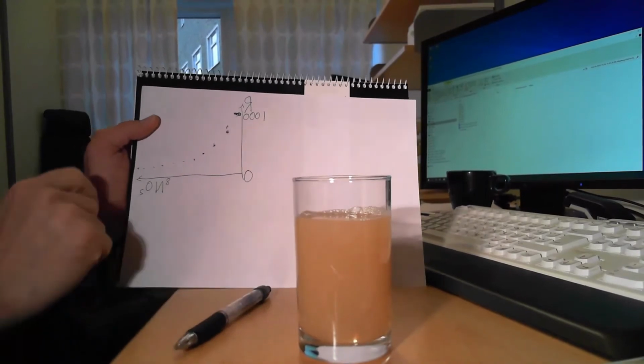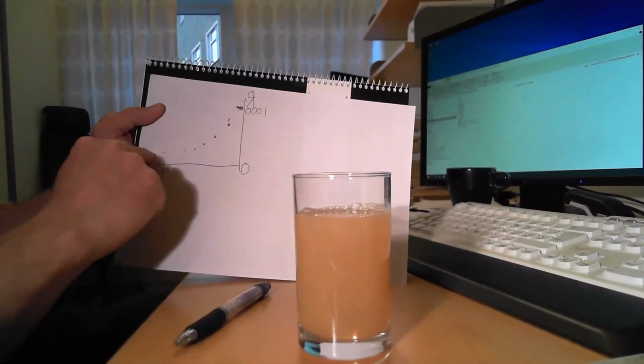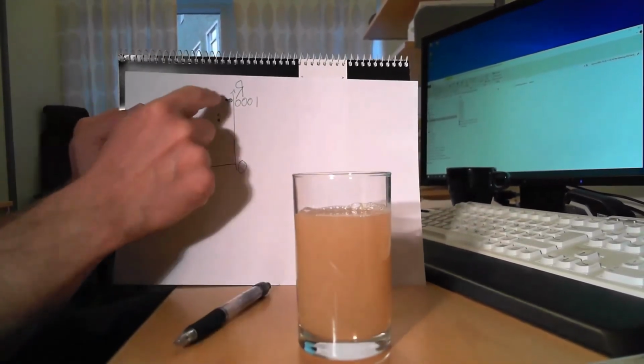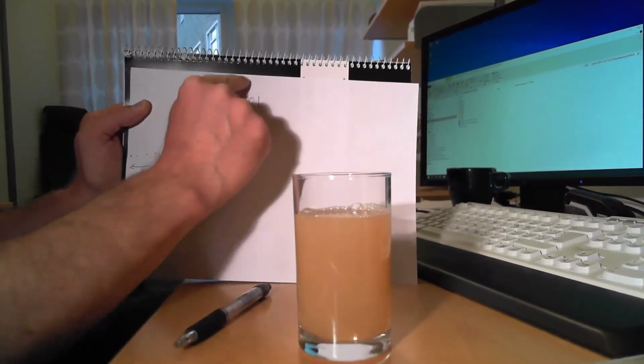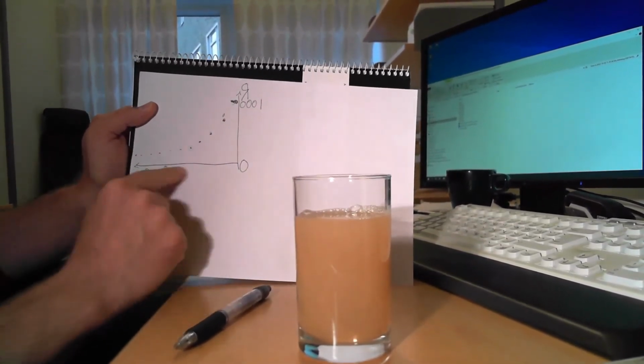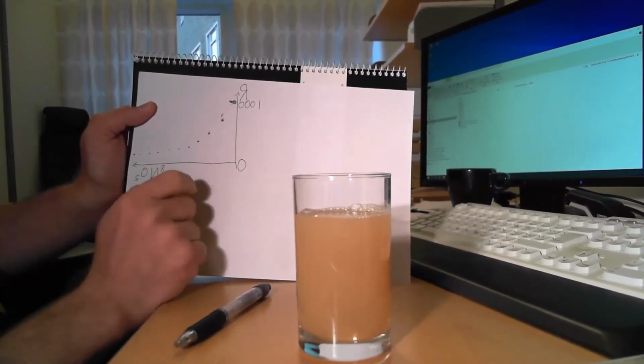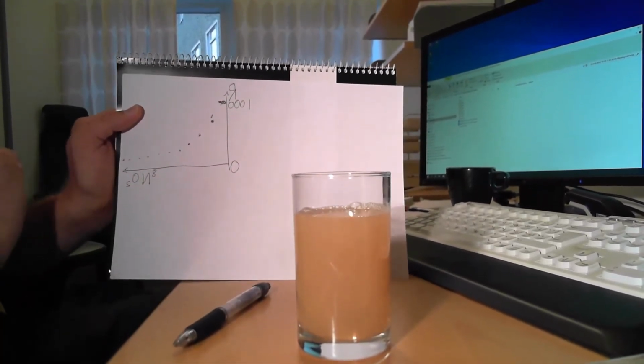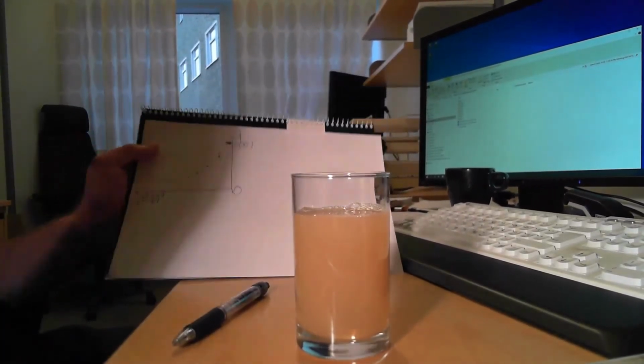And that is why the amount that is transmitted has this exponential relationship with the concentration of the nitrogen dioxide, as shown by Beer's law.